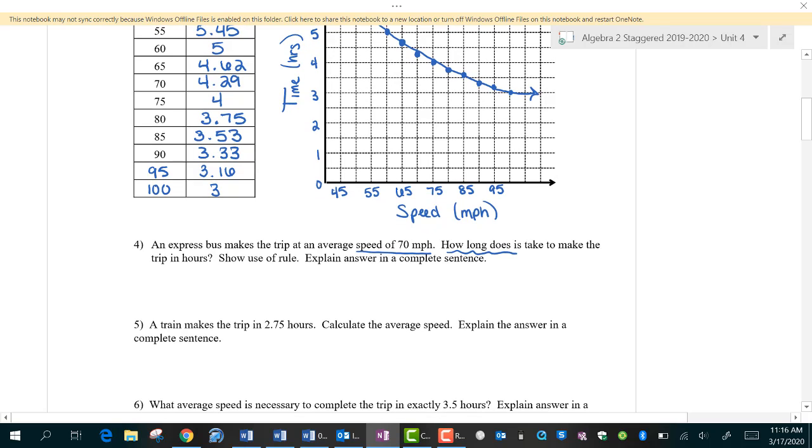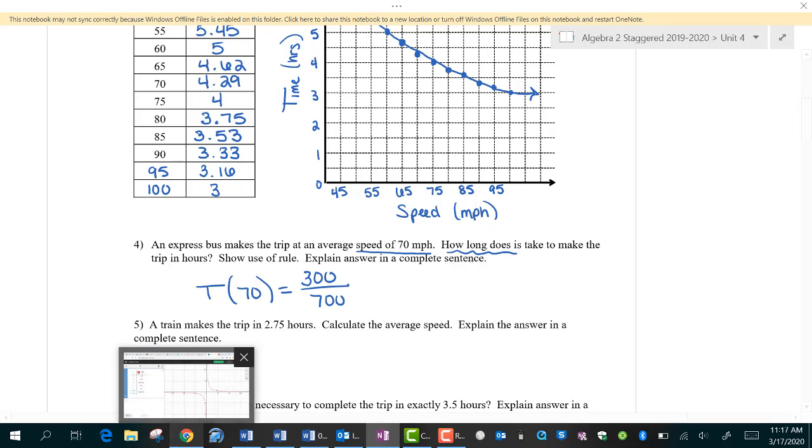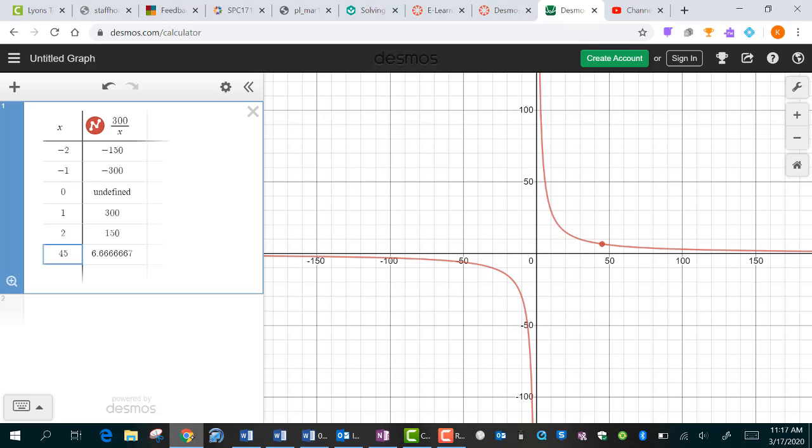So if I write this, setting up my equation, so I have the time for a speed of 70 miles per hour. So I would take 300, the distance, divided by my speed. And this is something that you could either use your calculator or you could also use Desmos.